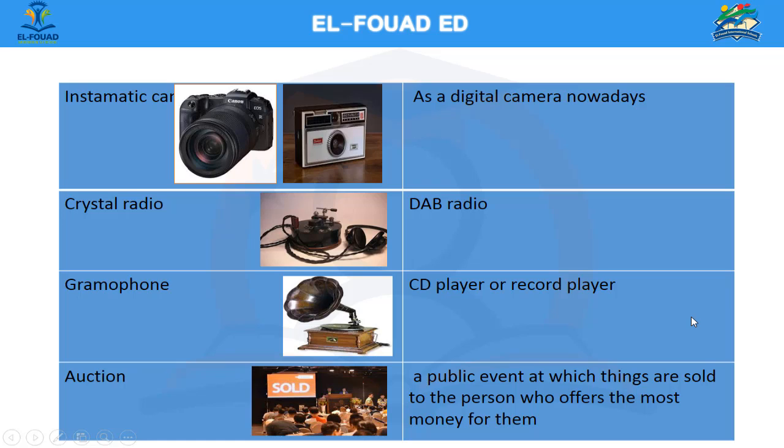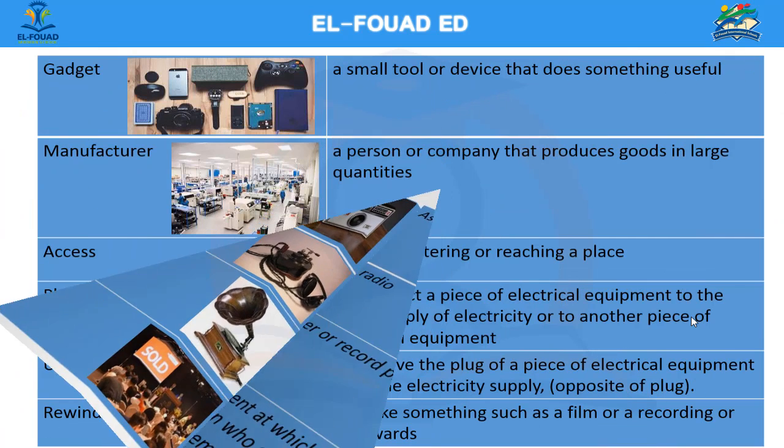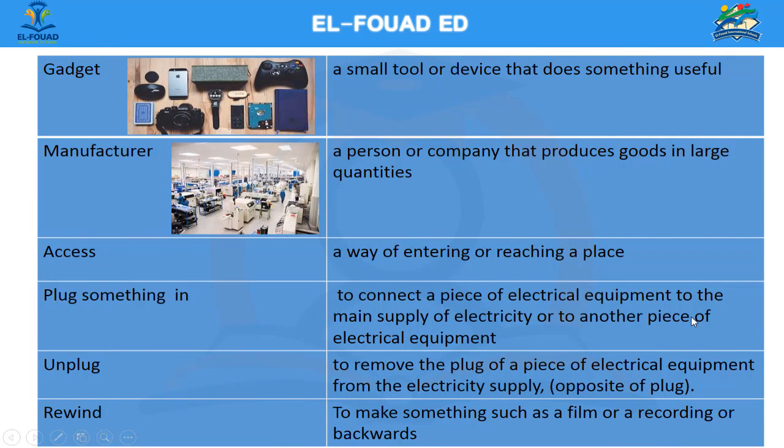Auction. Auction is a public event at which things are sold to the person who offers the most money for them. For example, I bought the Queen's necklace from the auction. Gadget. A small tool or a device that does something useful. Any device, I call it a gadget. Manufacturer. Manufacturer is a person or a company that produces goods in large quantities.